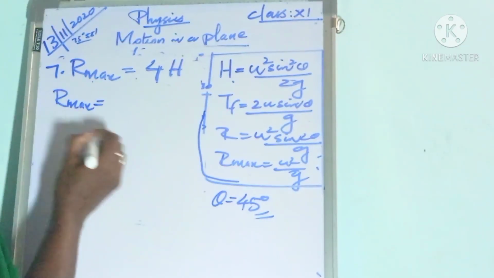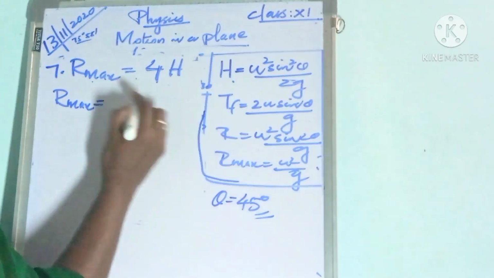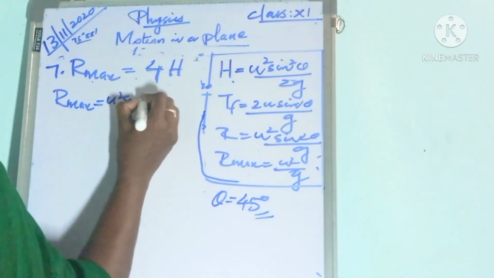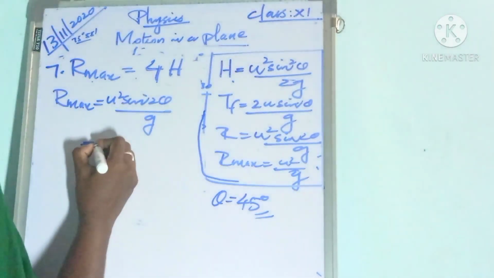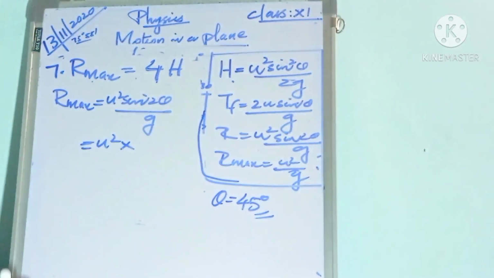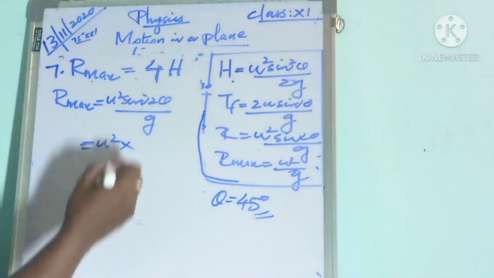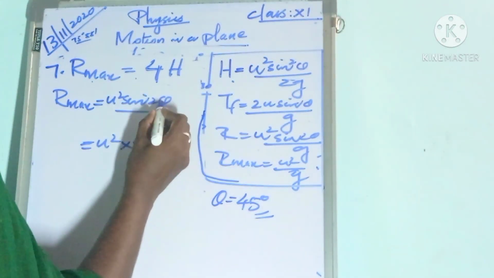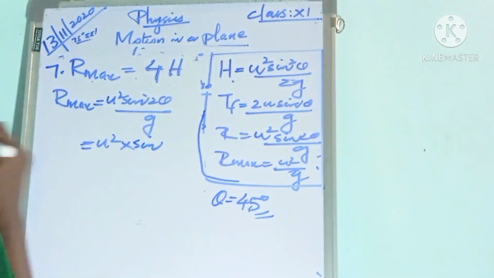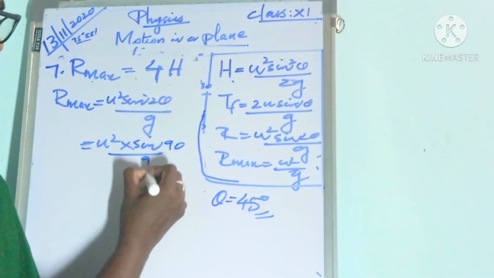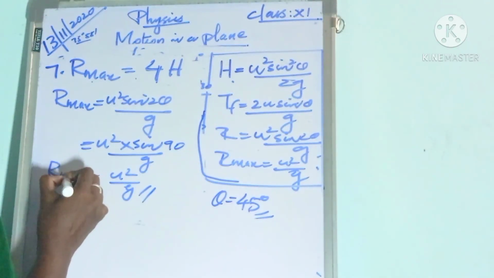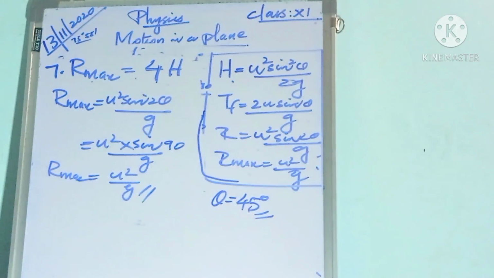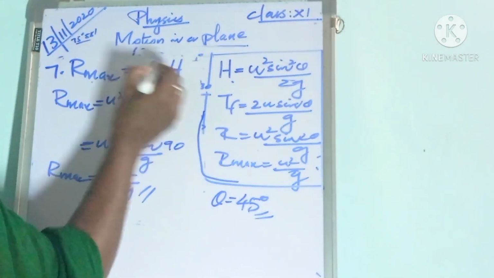R max equals u square sine 2 theta by g. What is the value of sine 2 theta? Here 2 into theta is 90 degrees, so sine 90 divided by g gives u square by g. This is R max, equation number 1. We have to prove that it must be 4h.